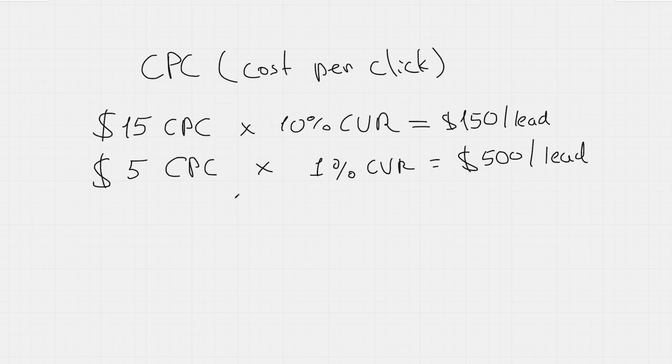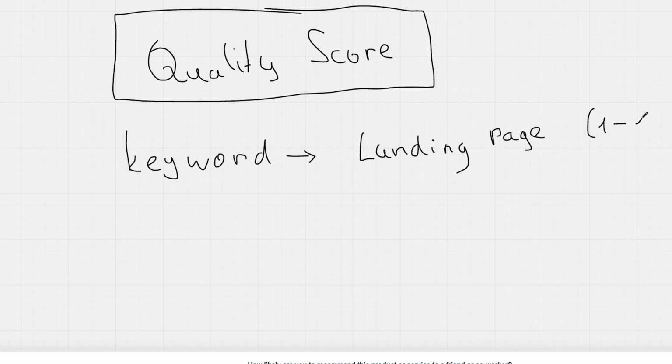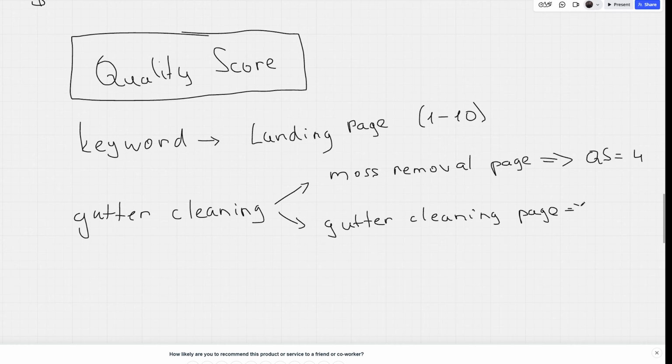And here's what most people don't know, is that your cost per click is directly affected by your quality score. Quality score shows basically how relevant your keywords are to your landing page, and it ranges from 1 to 10. So let's say people are searching for gutter cleaning. If they land on a moss removal page, obviously the relevance is very low because they're going to close this page as soon as they land on it, because that's not something they had been looking for. Therefore, your quality score will be around 4. But if they looked for gutter cleaning and landed on a gutter cleaning page, your quality score will be close to 10, because here the relevance is high.